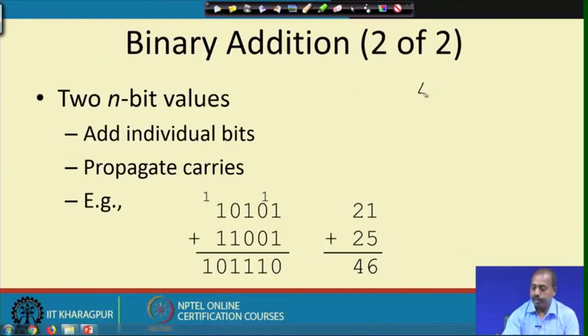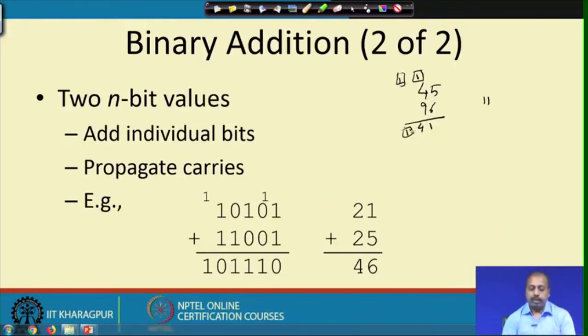If we are adding, say, 45 and 96, what are we doing? 6 plus 5 is 11. So we write 1 here, and this 1 carry is taken to the next position, and then 9 plus 4 plus 1, that is 14. So 4 is written here and 1 is taken as a carry, and then that carry appears at this point.